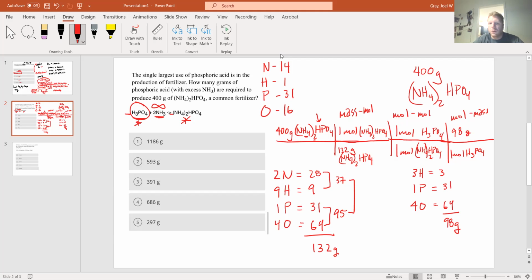Okay, so now what I want to do is multiply across the top and then divide by what's on the bottom. So I'm going to do 400 times 1 times 1 times 98. That gives me 39,200. Now I'm going to divide that by 132 because 132 times 1 times 1 is 132. So that gives me a final mass of 296.9696. So this is equal to 296.96, which is answer option number 5. Okay, next up.